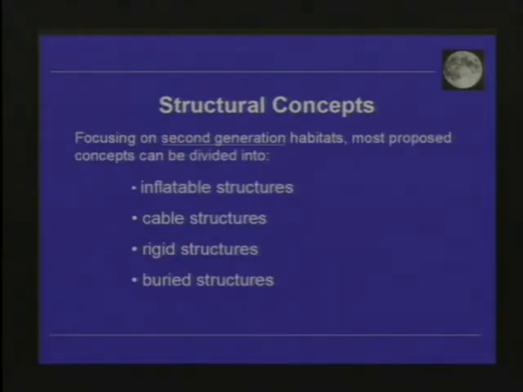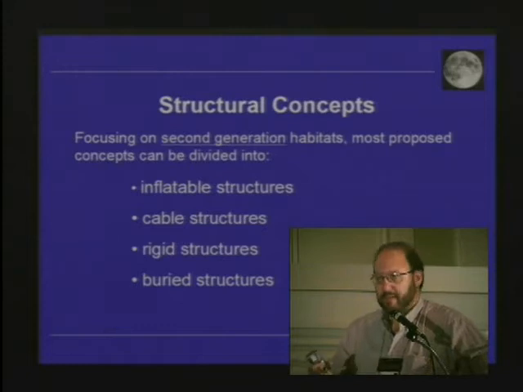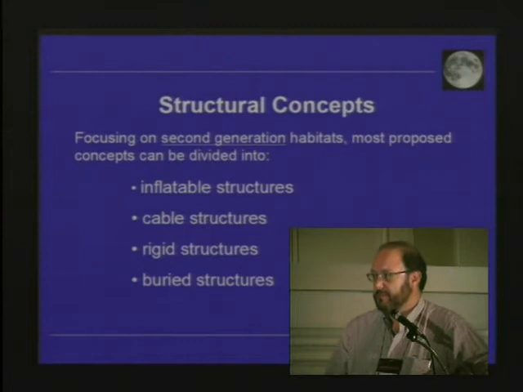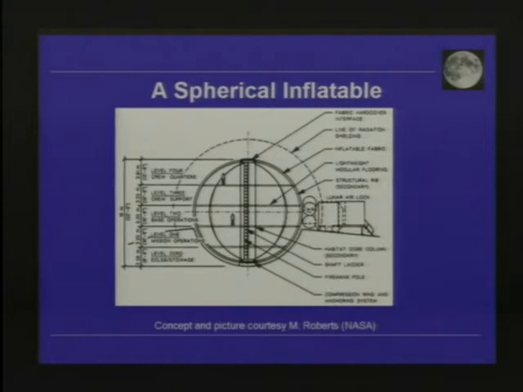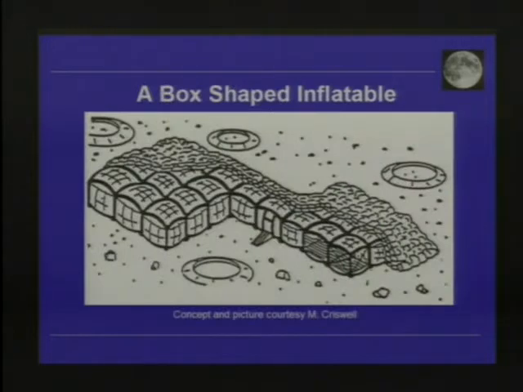The kind of structures, and this is more second generation, after we've been there a little bit, can be grouped into inflatable structures, cable structures, rigid structures, and buried structures. Here's some quick examples of concepts. This is an inflatable structure, and most inflatable structures are inflatable to be brought there and then rigidized, and then they're a rigid structure for the most part. Here's another inflatable structure. It's a cutaway where the shielding is shown only partially placed on top, and that shielding is to shield against radiation and micrometeorites.